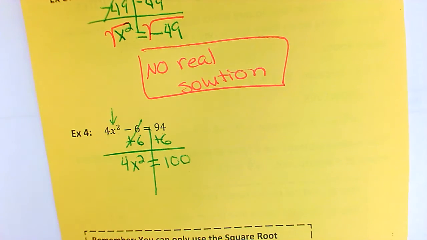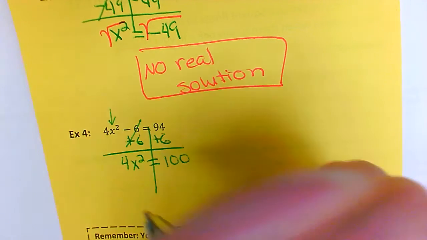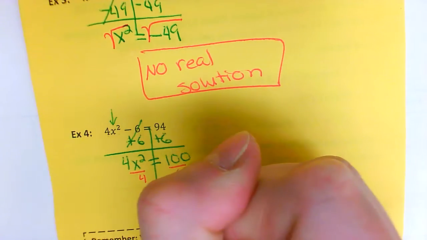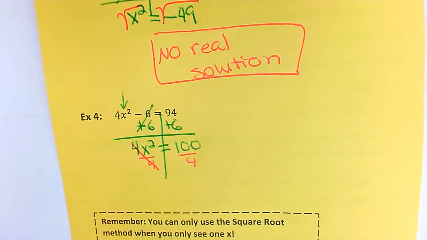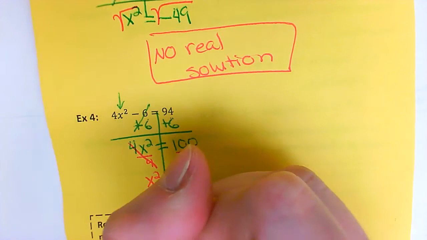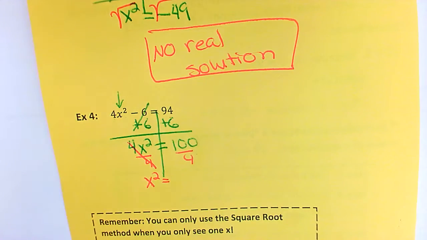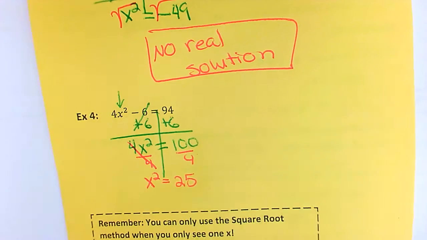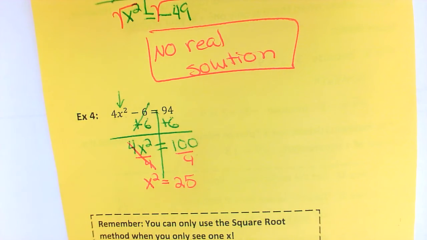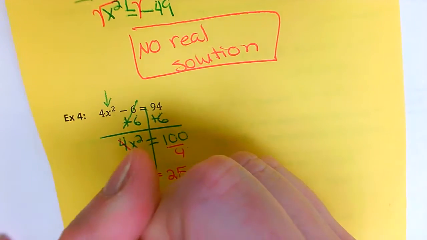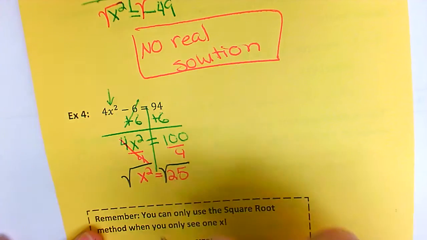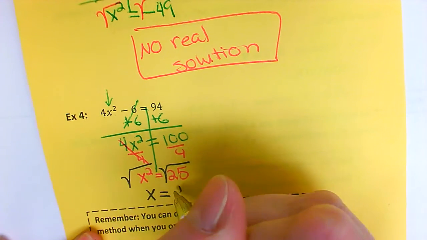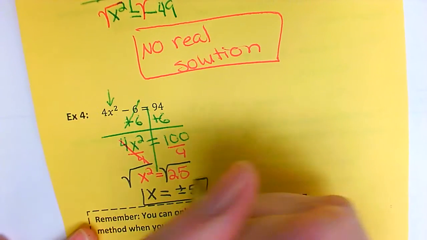The 4 is attached to the x squared, so in order to get rid of it, I've got to divide both sides by 4. 4 divided by 4 is a 1, so now I've got 1x squared is equal to 100 divided by 4 gives me 25. Now I do finally have that x squared by itself, so I'm going to take the square root of both sides, and that will give me x is equal to a positive and a negative 5.